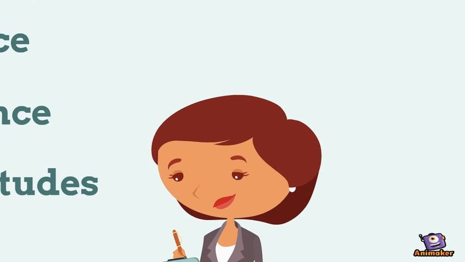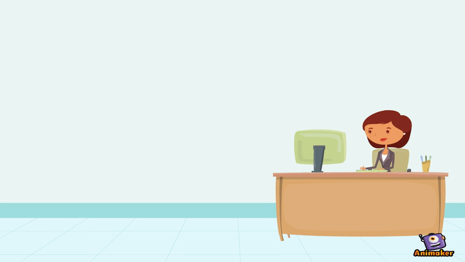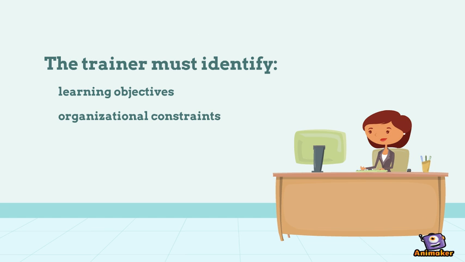If the source of the performance gap is a training need, the trainer can then continue on to the design phase. During this next phase, the trainer must identify learning objectives, organizational constraints, and the factors to facilitate learning.